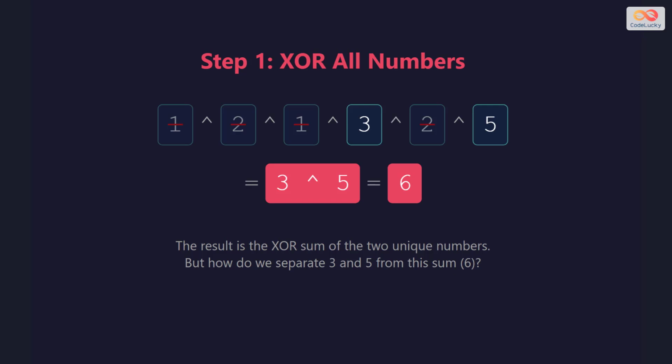If we XOR every single number in our array together, all the duplicates will eliminate each other because they are identical. What remains is the XOR result of our 2 unique numbers. In our example, the final result is 3 XOR 5, which equals 6.